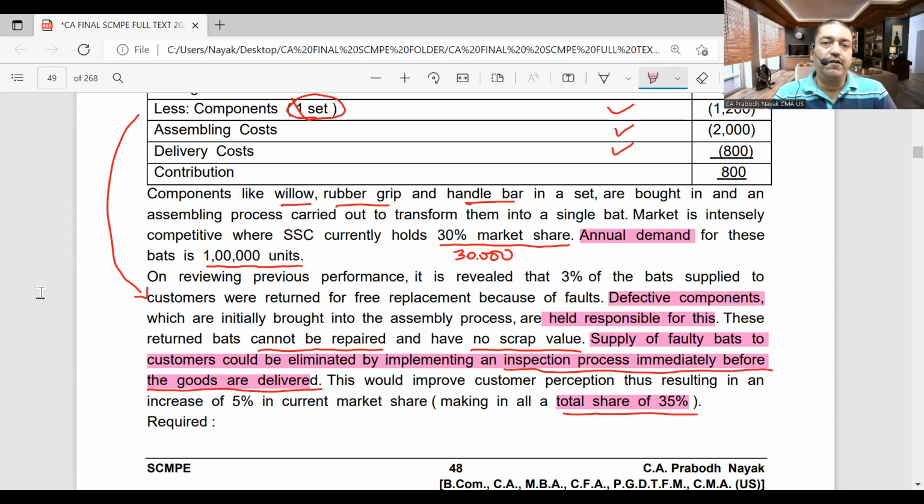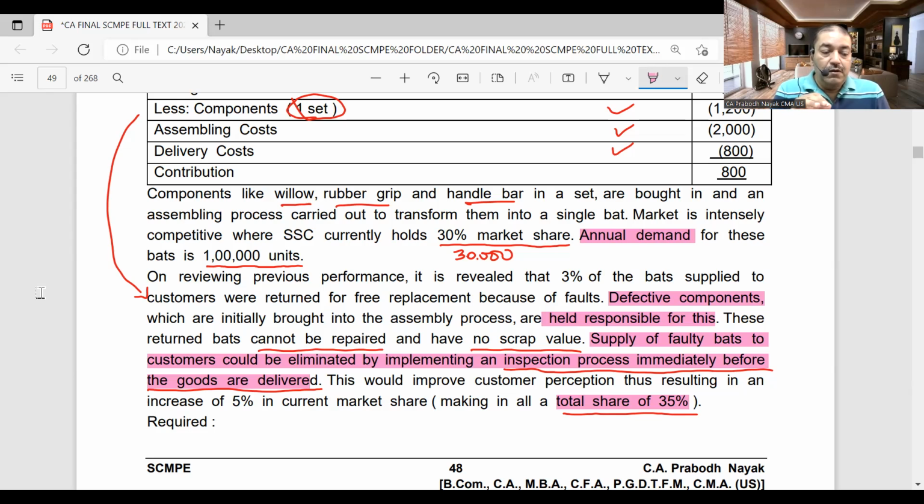They will not get defective bags because after production, before I send it to customers, I do the inspection. And I find that, okay, these bags are defective. I don't send them and I send only the good bags. So customer perception increases, goodwill increases. Customers are more satisfied. They are more confident now. More customers will buy. 5% increase in sales. So I will now be able to sell 35,000 bags.